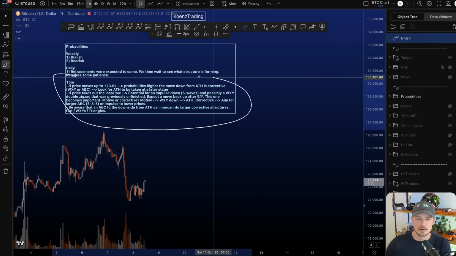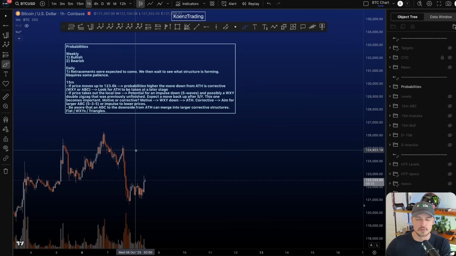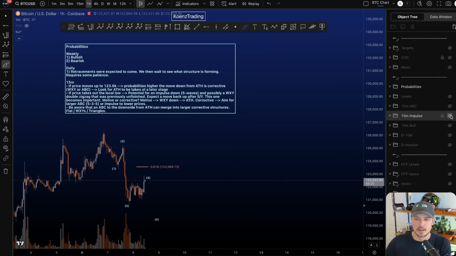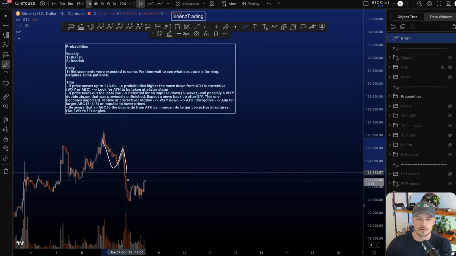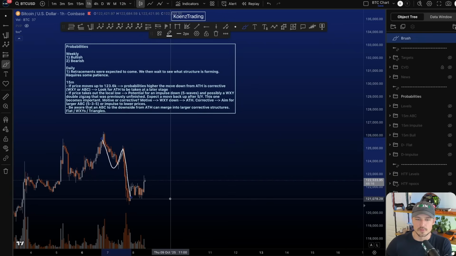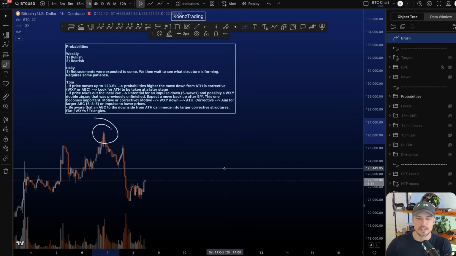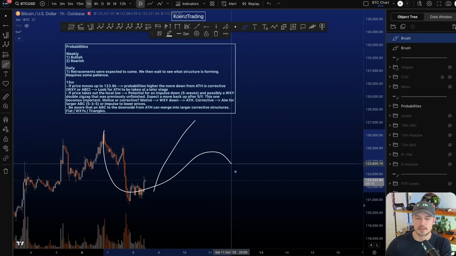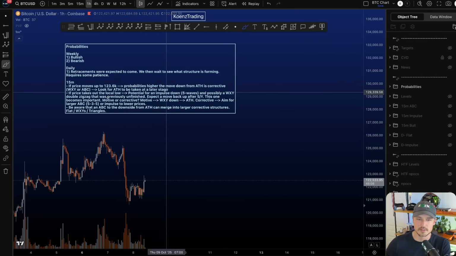So locally, if price moves up to 123.6K, which is the 0.618, this one here, then the probabilities are higher that the move down from the all-time high is a corrective structure, WXY or ABC. If so, then we are looking for price to take out the all-time high at a later stage. And that can be sooner, that can be later. We don't care, the bias is set.